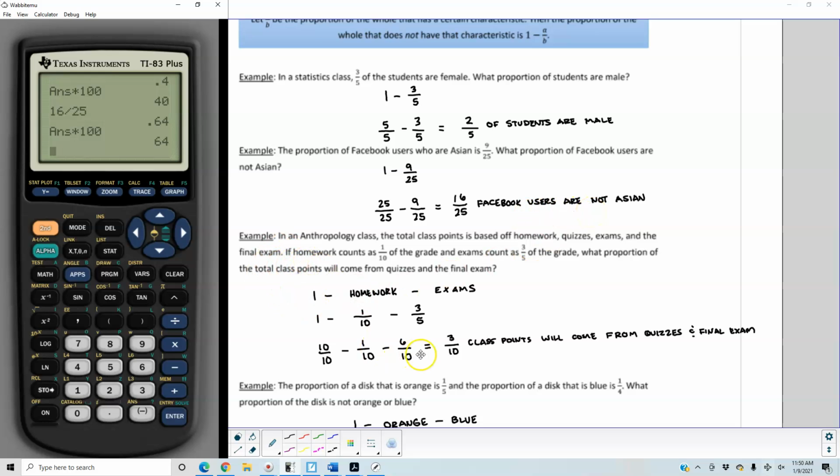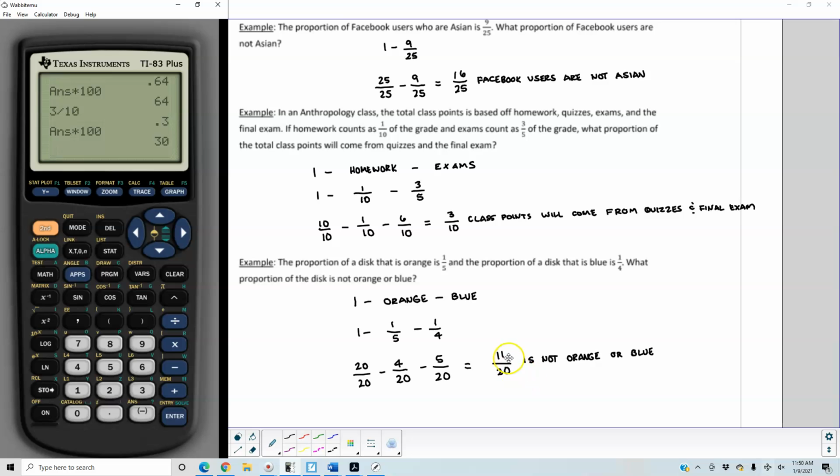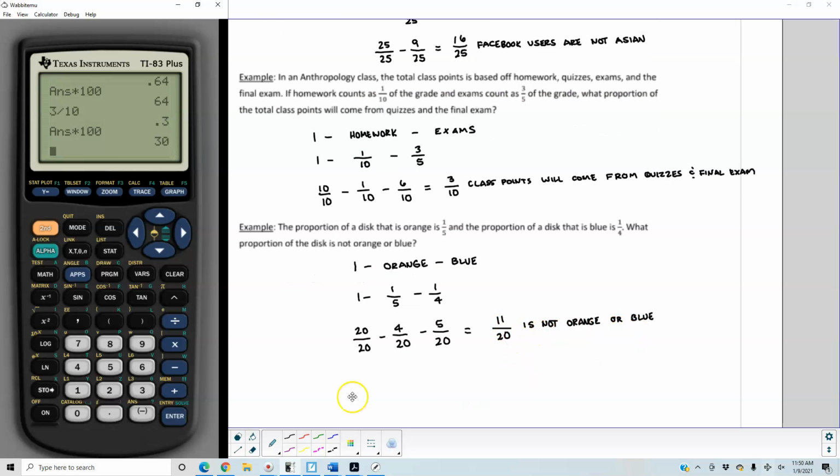Let's take a look at the next example. We have 3/10 as our answer. So 3 divided by 10 gives us 0.3. Now, that is the decimal equivalent. If we write that as a percent, let's multiply that by 100, and that would give us 30%. So that means 30% of the class points will come from quizzes and the final exam. And then the last example on this page, we have 11 over 20, which is not orange or blue. So let's find out what that decimal is. 11 over 20 is 0.55. So if we multiply that by 100, that means that 55% of the disk is not orange or blue.